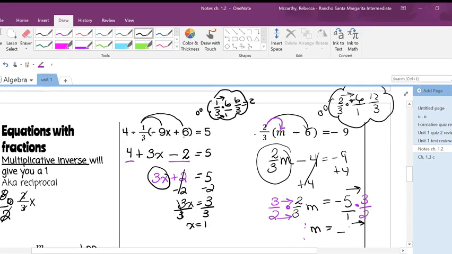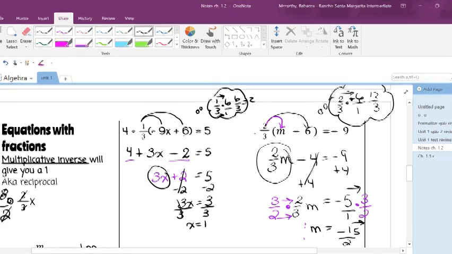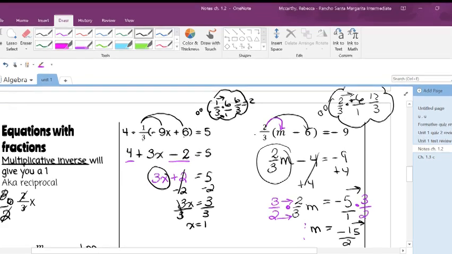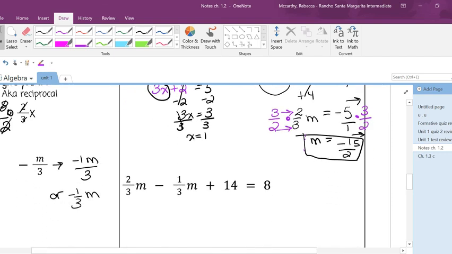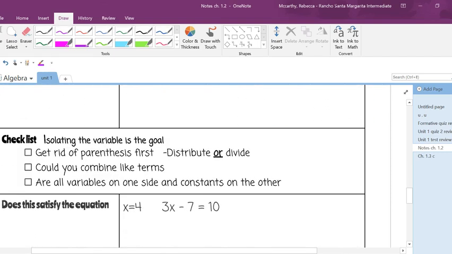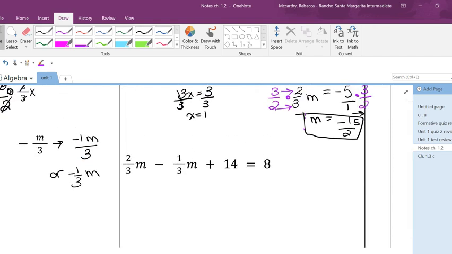So that gives me a -15/2, and I'm happy with that improper fraction. That's totally acceptable. I can't simplify that 15/2, so I'm good. Oh, yeah, we can. Here we go.